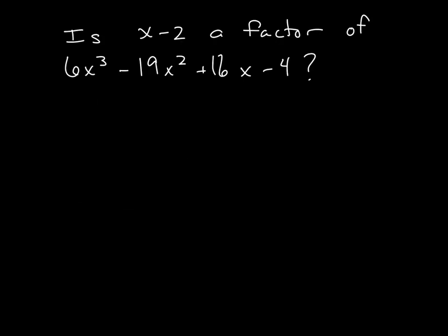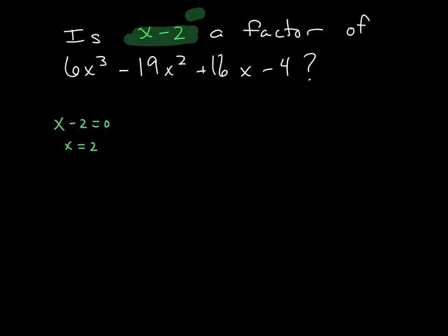So for this first example, I'm asking, is x minus 2 a factor of 6x to the third minus 19x squared plus 16x minus 4? And I'm going to show you this the first two ways. First, I'm going to go ahead and just review long division. What we're doing when we're doing this is we're taking this x minus 2, and saying, is it a factor? Which means, is it a 0? So x minus 2 is equal to 0. Or what happens when x is equal to 2?